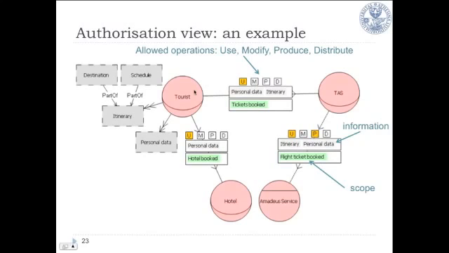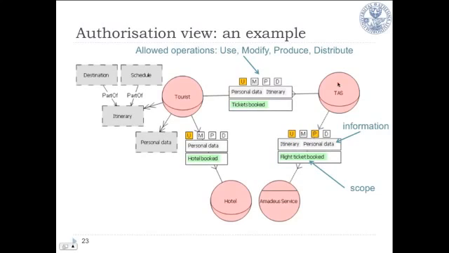So in this example, the tourist is authorizing the travel agency service to use, so this refers to use, modify, produce, and distribute operations, and if selected, they're shown in yellow, whereas the rest are not checked, so this authorization is not granted to the other party. So the tourist is authorizing travel agency service on his personal data and itinerary information that he owns for the scope of ticket booked. So the TAS can use this information in order to achieve tickets booked.